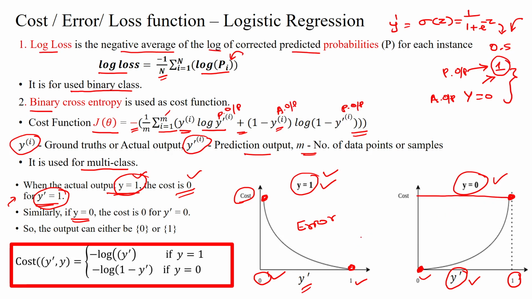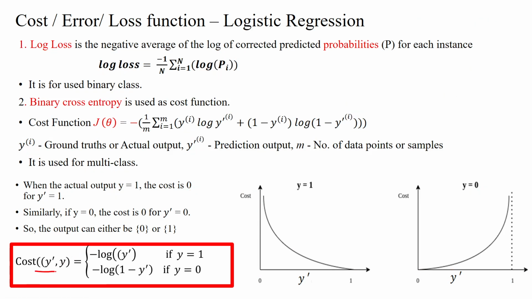We can use the plot to represent the error between predicted output and actual output. Finally, the difference between predicted output and actual output is called cost. Whenever y equal to 1, when you substitute the values, this 1 minus 1 will become 0, so this term will be 0. Finally you will get y log y dash. Here y is 1, so log y dash, and with the minus given here, it is minus y log y dash.